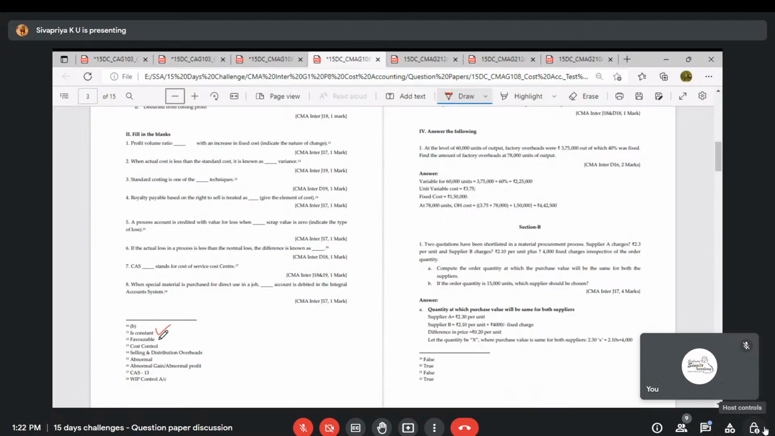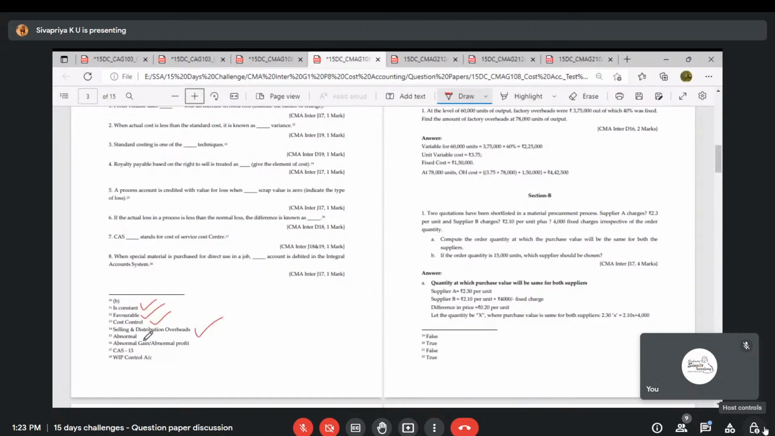First, fill in the blanks. The first one is constant. Number 2, favorable. Number 3, cost control. Number 4, selling and distribution overhead. Number 5, abnormal loss. 6 is abnormal gain or abnormal profit. 7 is CAS 13. 8, it is WIP control account.